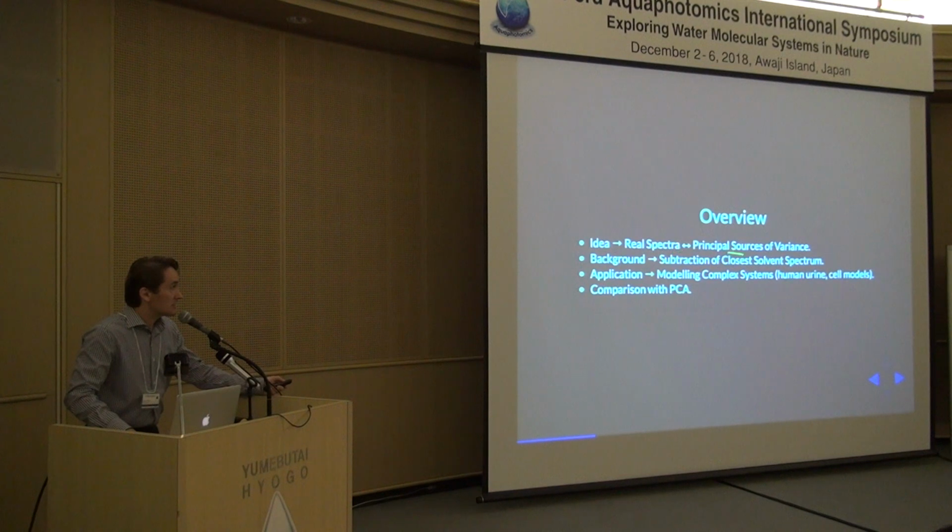The background, as I just said, is the subtraction of the closest solvent spectrum. So instead of just doing solvent, we're going to do other components. So the precondition for this is that some chemical information about the sample that you're measuring is known beforehand. And I will show that the application, what exactly I'm talking about, is mostly in modeling complex liquid systems. And I'm going to give an example of human urine, but other models like cellular and molecular biology are also applicable, fall into this category.